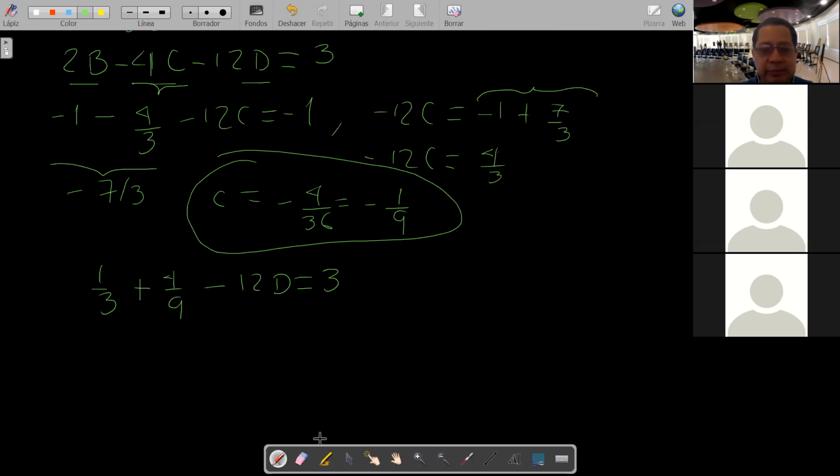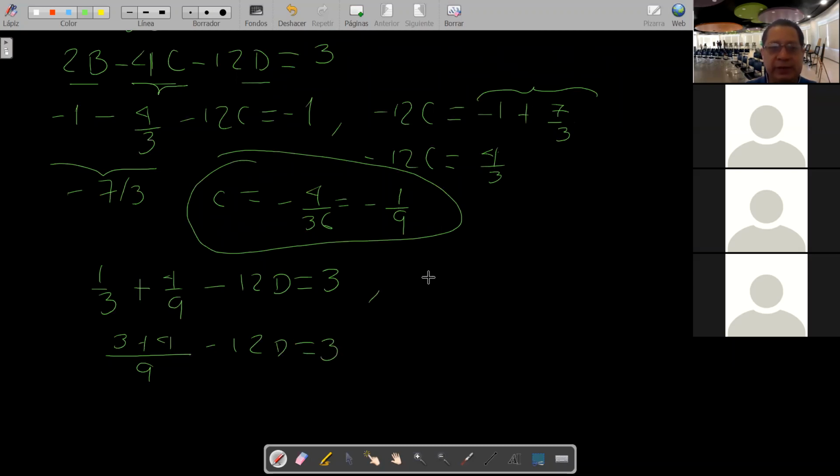And from here, we can find the value for d. 1/3 plus 4/9, and 4/9 is just simple. No, it's not that simple. So 1/3 plus 4/9 will be equal to 7/9. So we have 3 plus 4 over 9 here, minus 12d.